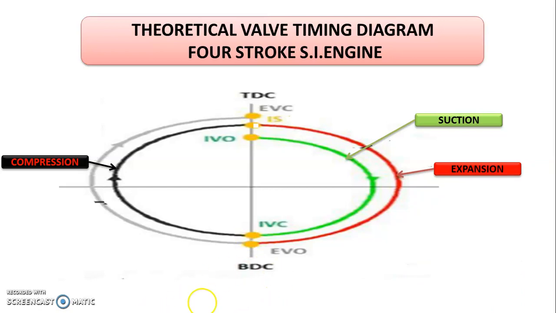Now whenever the piston exactly reaches BDC, the exhaust valve will open and exhaust gases will start to escape outside the cylinder. Whenever the piston exactly reaches TDC, the exhaust valve will close and thus the exhaust stroke will be completed.